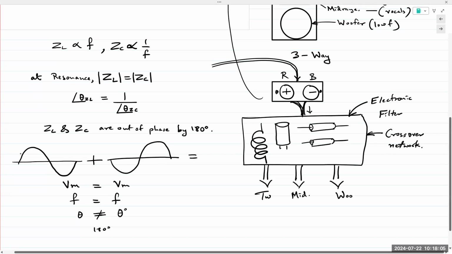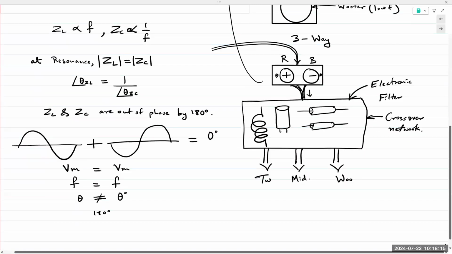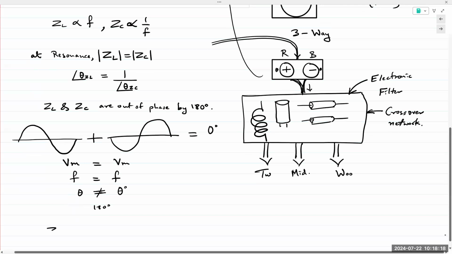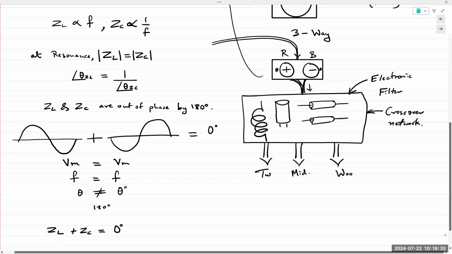Then the result is 0. So in the same manner, if you add up the impedance of the inductor and the impedance of a capacitor, even though the magnitudes are the same, we do not expect 2 times ZL or 2 times ZC. The impedance of this will turn out to be 0. Because they are complex quantities, mathematically, we can show that they will go to 0.